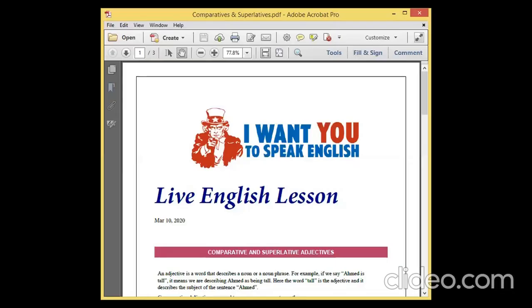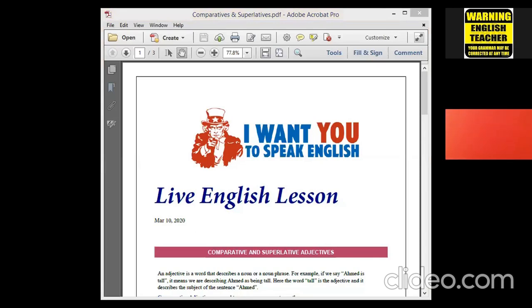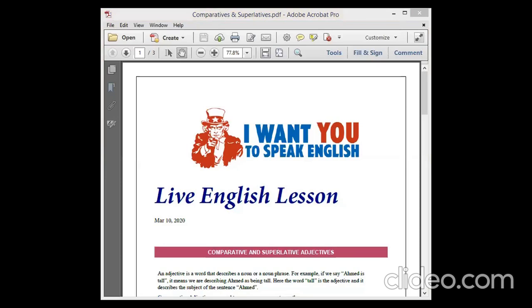What do you mean by superlative adjective? And what is the difference between a comparative and superlative adjective? What's the difference between them? We said that when we use the comparative adjective, it means that we are making comparison between two things or people.